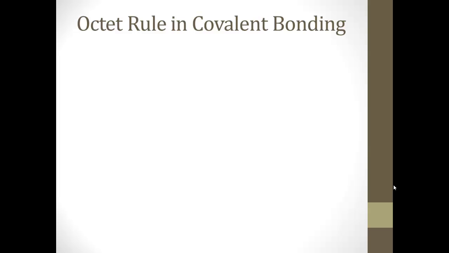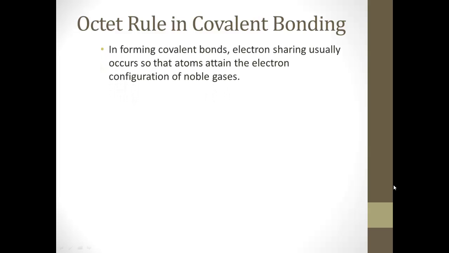Similar to ionic bonds, covalent bonds are going to try to follow the octet rule. Now, in forming covalent bonds, electron sharing usually occurs so that atoms attain the electron configuration of noble gases. Very, very similar, once again, to ionic bonds.